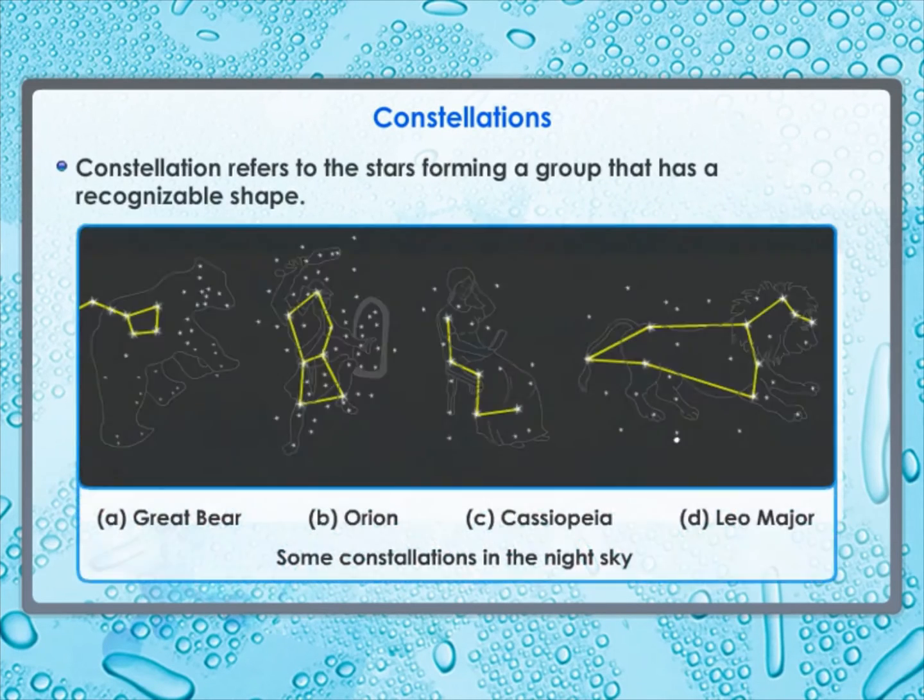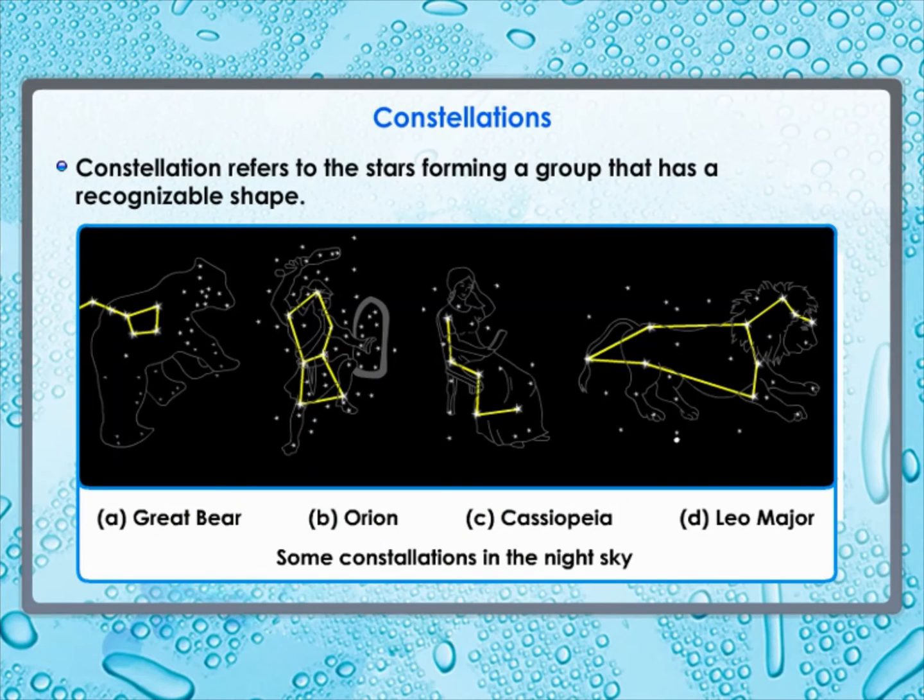Constellations. A group of stars forming a recognizable shape is called a constellation. We can easily identify some constellations in the night sky. For this, you should know how a particular constellation looks and where to look for it in the night sky.